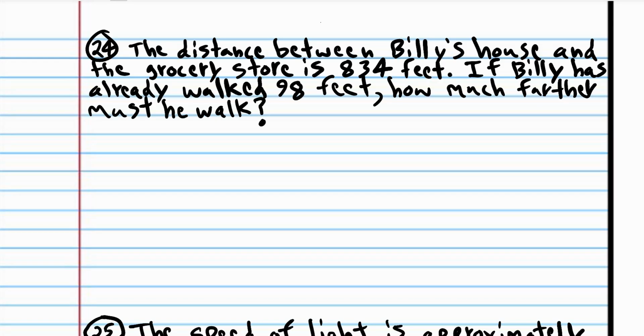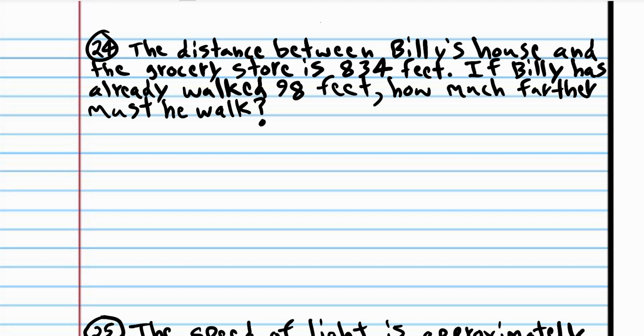So again, the distance between Billy's house and the grocery store is 834 feet. If Billy has already walked 98 feet, how much farther must he walk? This assumes he's walking in a straight line, but that's pretty obvious. So pause the video, try this problem, and when you're done, we'll attempt it together.